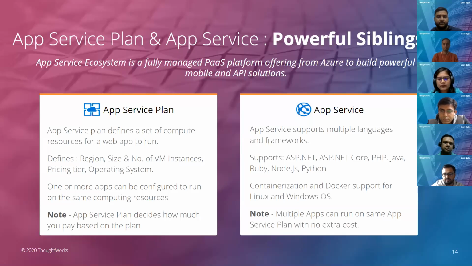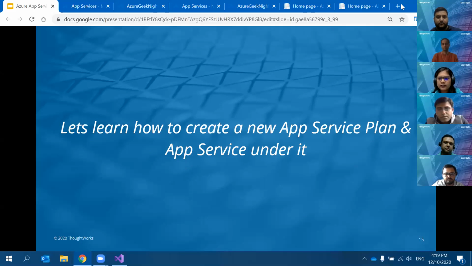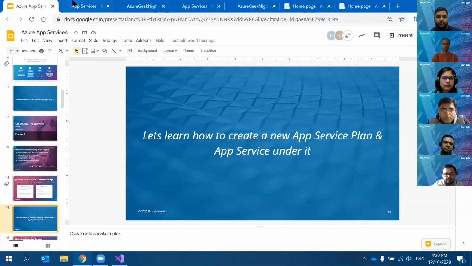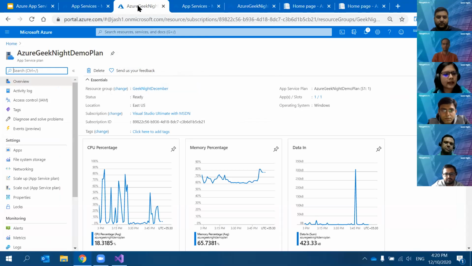So once you have an app service plan, if we are running two app services on that plan, the extra app service will not cost you anything extra. It will simply be adding an extra app service to the same existing app service plan. Now we'll go to the Azure portal and see how we can create this app service plan and app services.